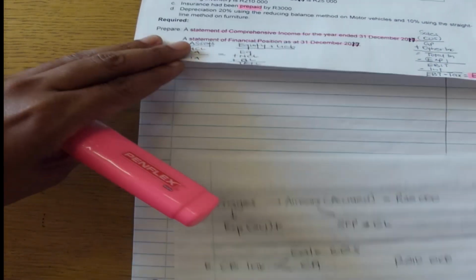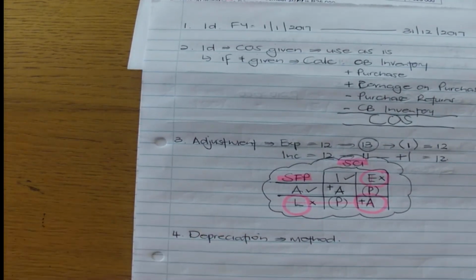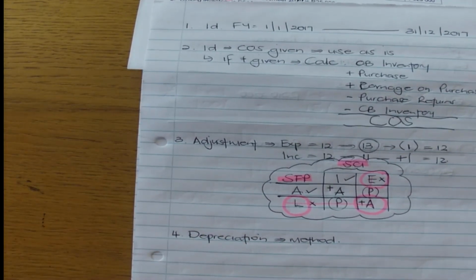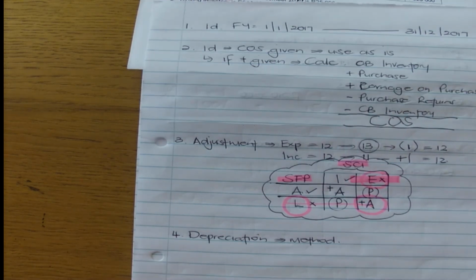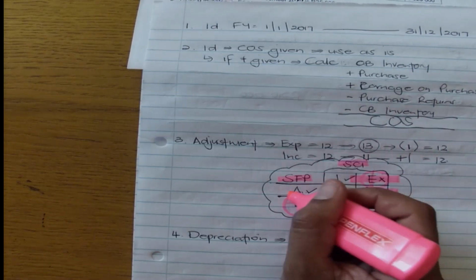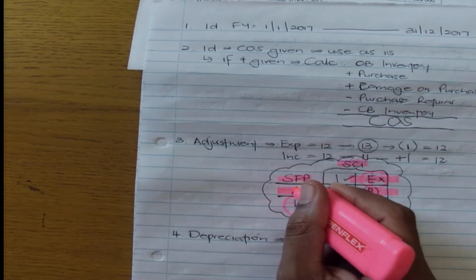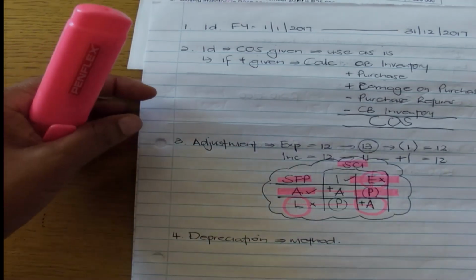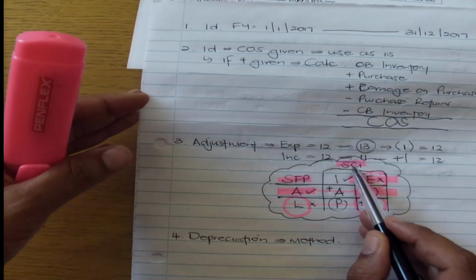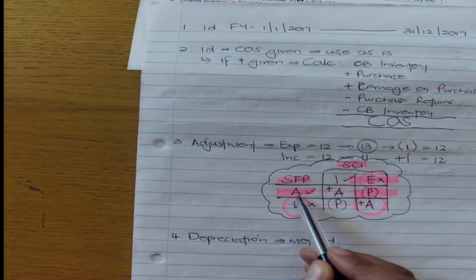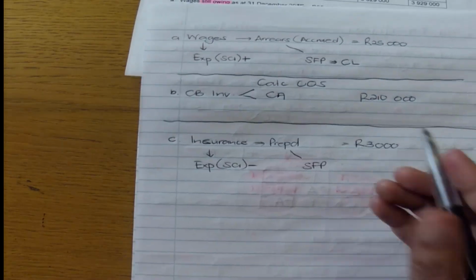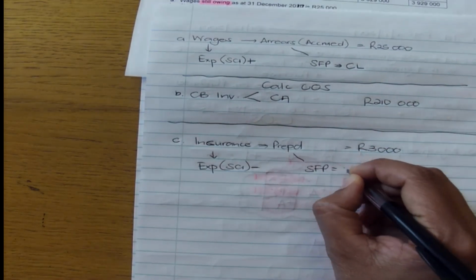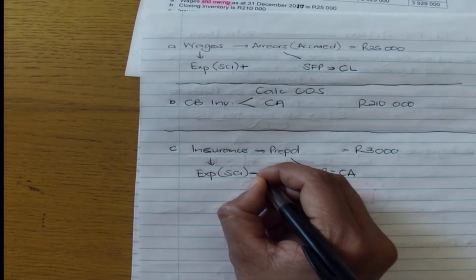Sorry, we go to our table again, and we know that insurance is an expense, right? But this expense is prepaid. So can you see where the two meet? So it must be an asset. So prepaid, see, we must minus it out of the statement of comprehensive income, and we must add it under assets in the statement of financial position. So we go here, here we know it must be current asset, and here we must minus it.